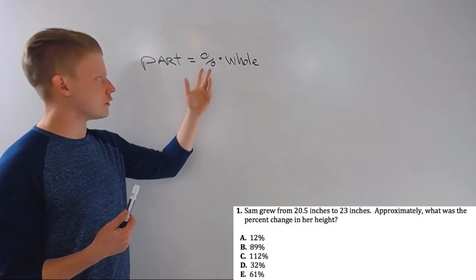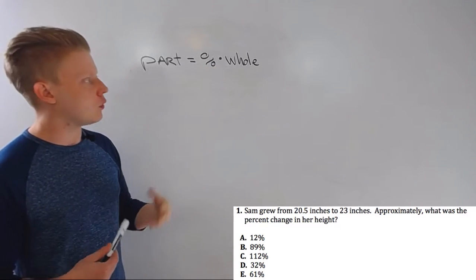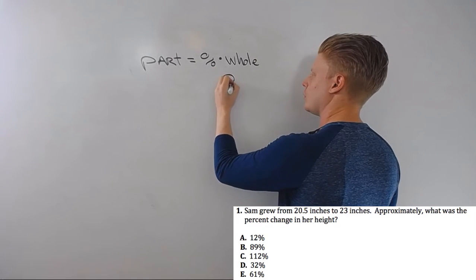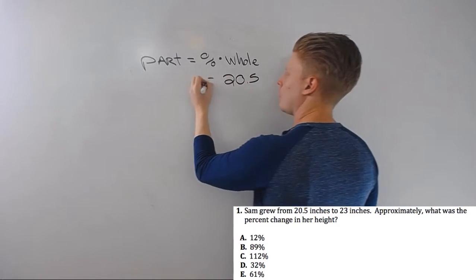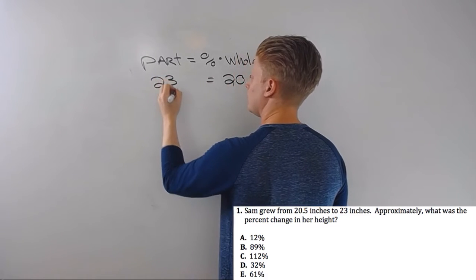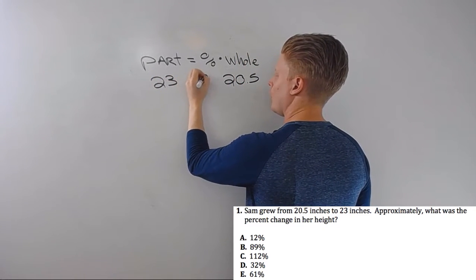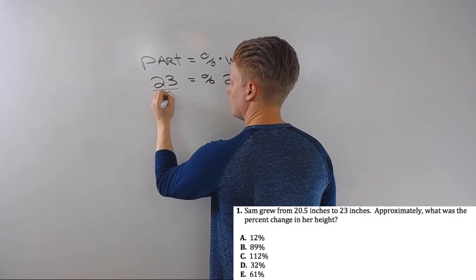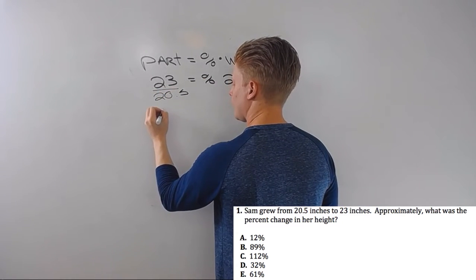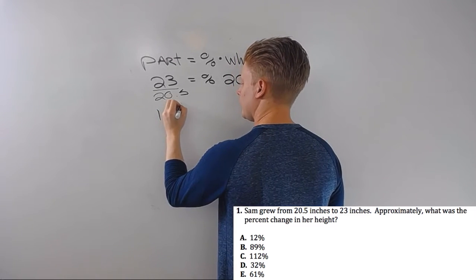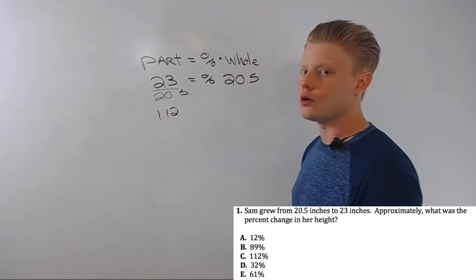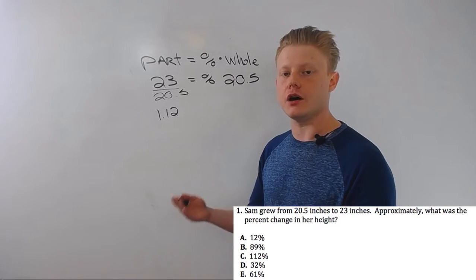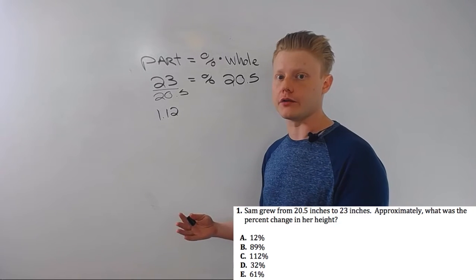So we're looking for percent, right? So we're going to plug in our whole. Whole is before the percent's applied, so that's 20 and a half. Our part is 23, and we're solving for percent. Divide by 20 and a half, and we'll get 112, or 1.12 and change. So that's what percent 23 is of 20 and a half. Remember, part can be bigger than whole.